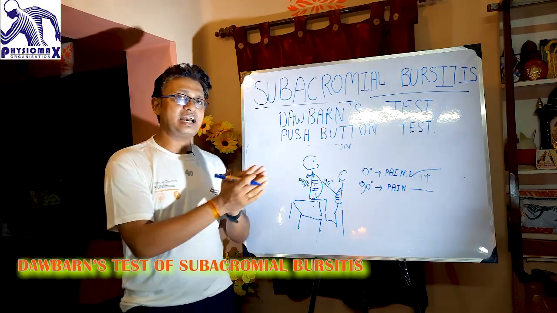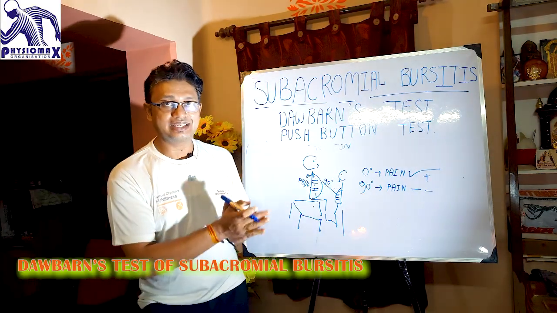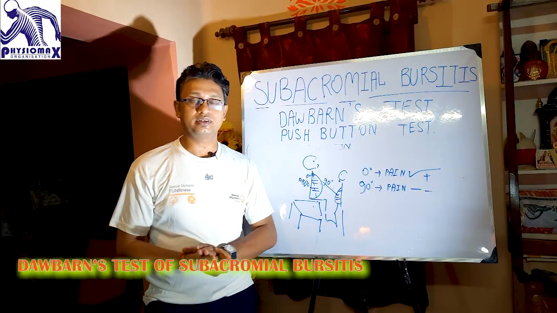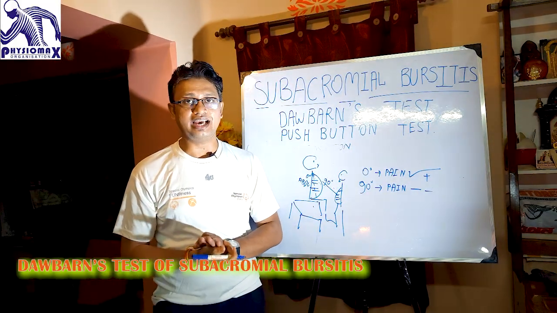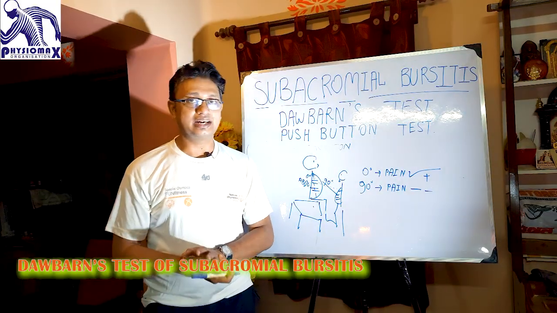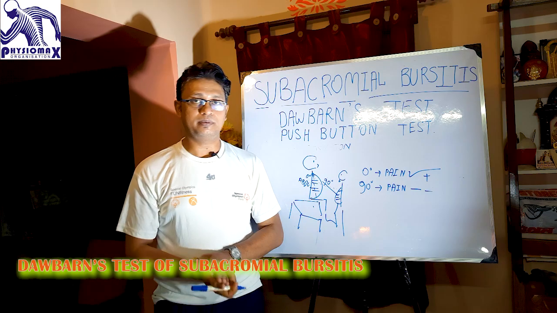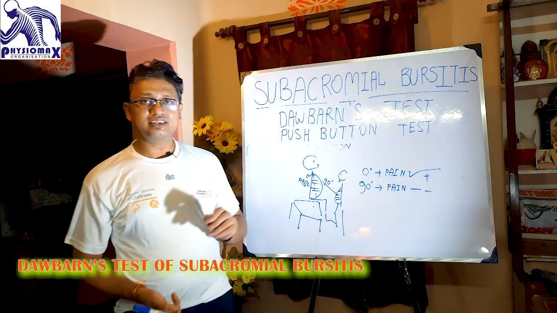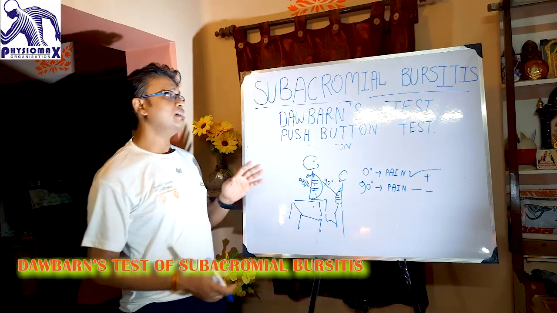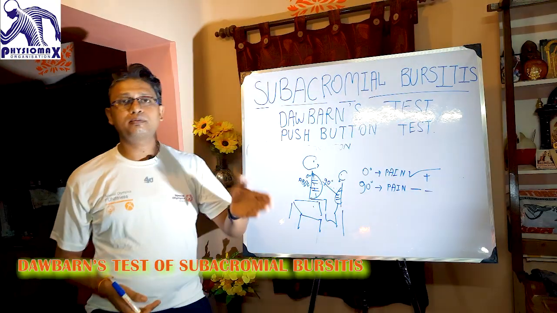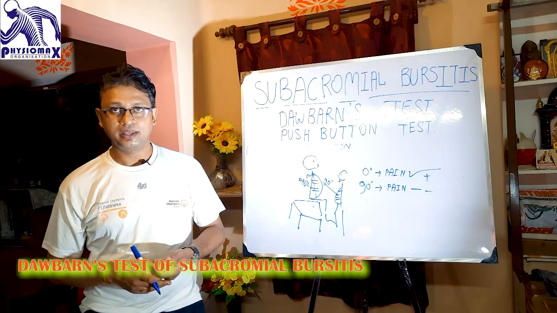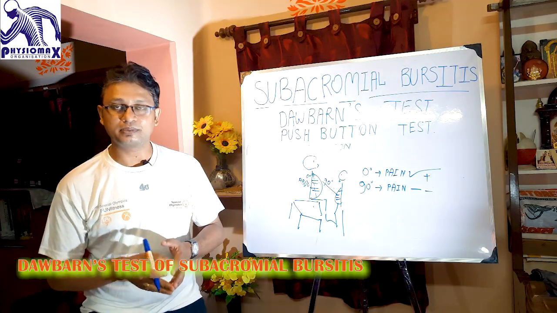So this is the exact scenario happening as part of Dawbarn's test, the push button test. As this test has high sensitivity, we can easily perform it to understand whether it is subacromial bursitis or not. If there is confusion about whether it is the subacromial bursa or not, we can go with some other tests to rule out pathological conditions like supraspinatus tendinitis or rotator cuff tear, because all the pain mimics the same.